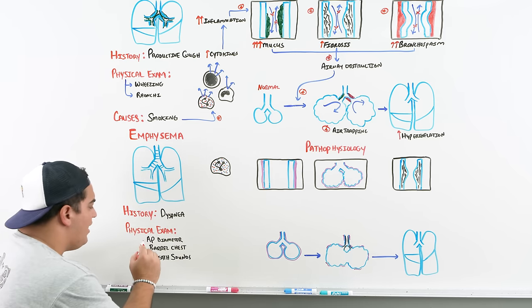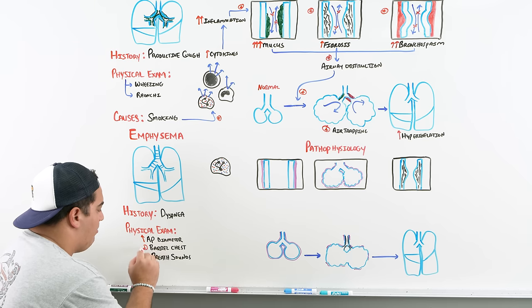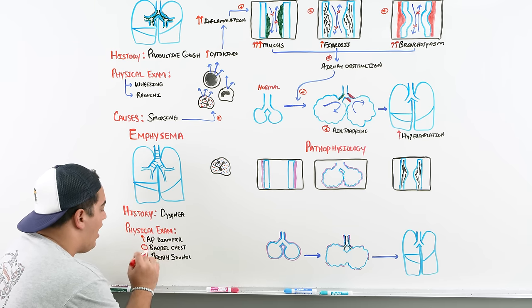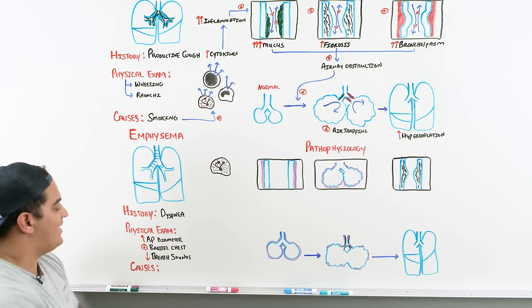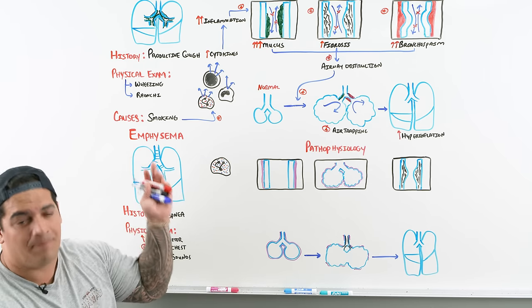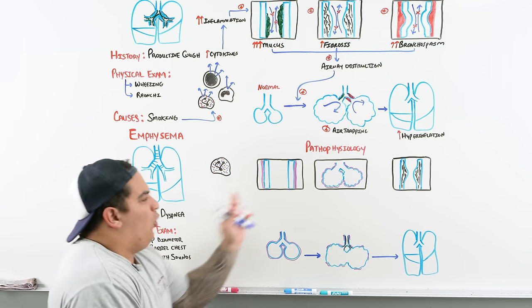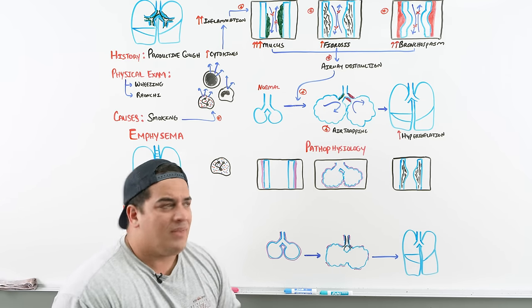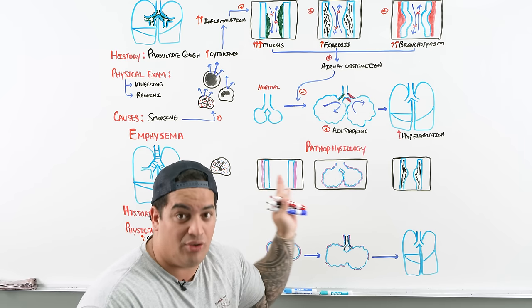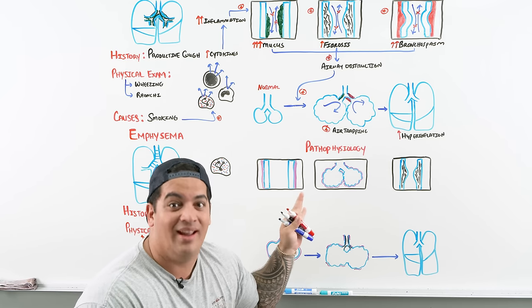So if I see this increased AP diameter, a barrel chest type of presentation, and decreased breath sounds in combination with a dyspneic patient, I definitely am starting to think a little bit more about emphysema than the chronic bronchitis patient. Either way, what's the pathophysiological difference? In this one, it was inflammation and fibrosis. In this one, it's tissue destruction secondary to inflammation and fibrosis.